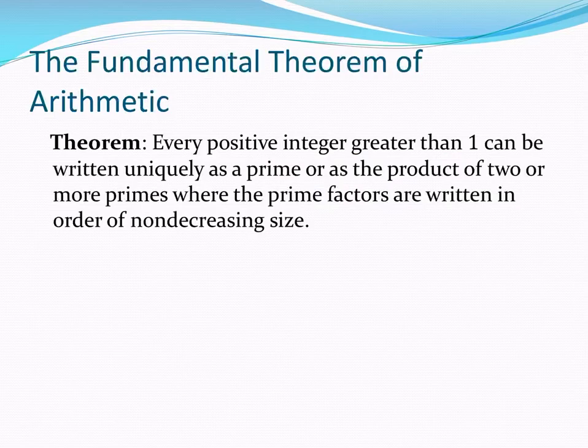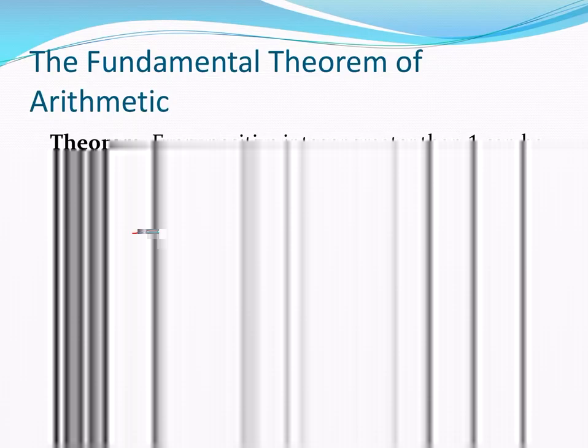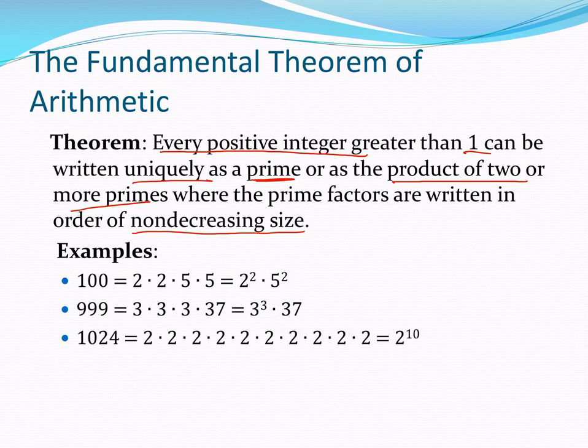The fundamental theorem of arithmetic is that every positive integer greater than 1 can be written uniquely as a prime or the product of two or more primes where the primes are written in non-decreasing size. For example, 100 can be written as 2 squared times 5 squared. 999 is 3 cubed times 37. 1024 is 2 to the 10th, as many know. And 641 can be written as itself since it is a prime number.